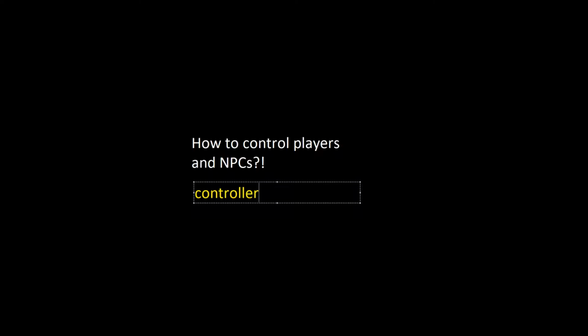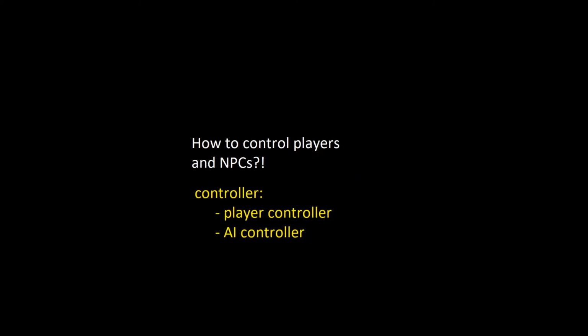So the next thing we want to talk about is how to control players and NPCs. How do you do that, at least in the context of Unreal Engine? There's this concept of a controller. So you have this thing called a controller, and it controls. And what it can do is, we have two types. Controller, and then you have a player controller, and then you have an AI controller. So you have these two controllers, right?